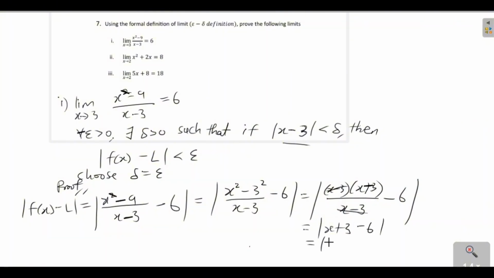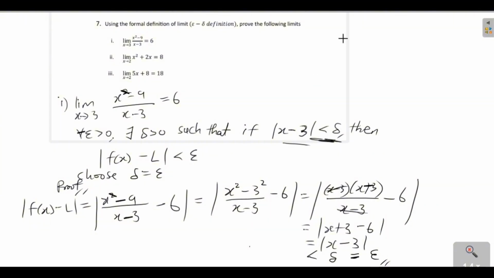And this is equal to the absolute value of x minus 3, since 3 minus 6 is just negative 3. Of course, we know that this expression here, the absolute value of x minus 3, is less than what? Delta. So in place of this, I can say that this is less than delta. And of course, we know that I chose my delta to be equal to epsilon. So clearly, this is equal to epsilon. And I have been able to show or prove that indeed the distance between the function and its limit is actually less than epsilon. So that is for the first one.